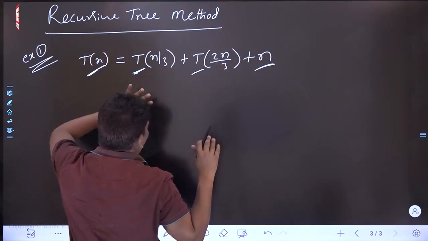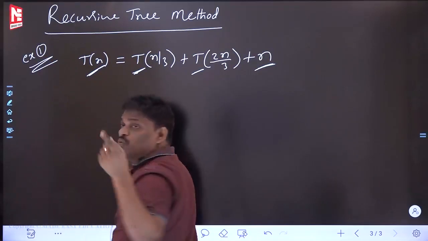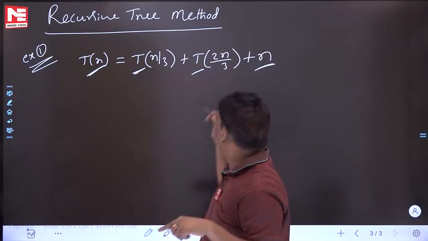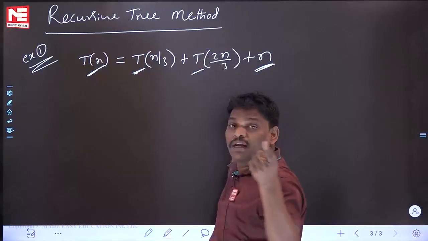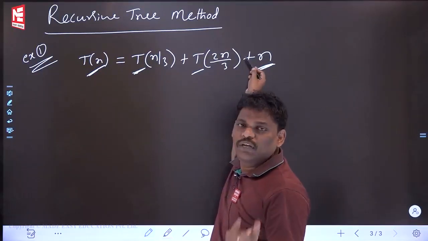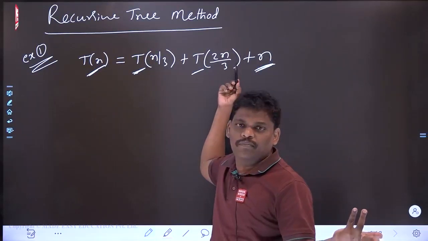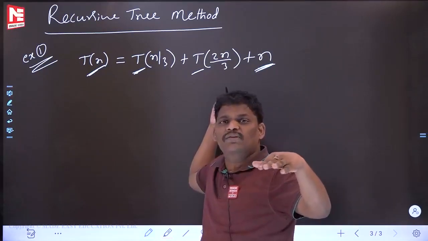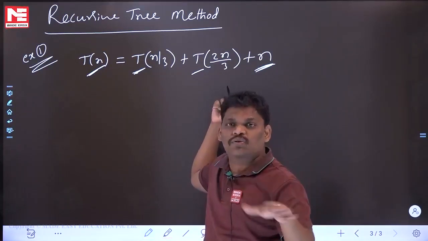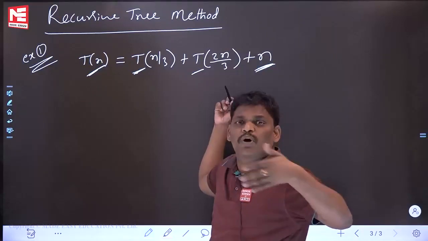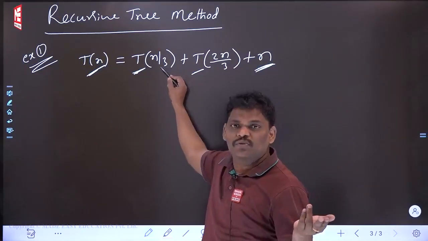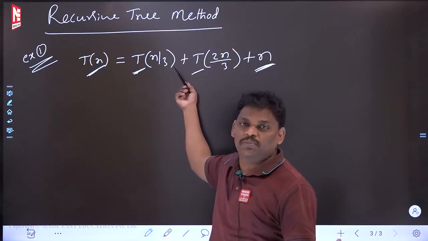Recursive tree method, one problem I am explaining. See this one. Whenever you are doing the substitution method, there also one non-recursive term will come. In every level one non-recursive term will come. Here also, in every level one non-recursive term will come. In the substitution method also, every level has a non-recursive term and a recursive term. Recursive terms you keep on substituting. Here there is more than one recursive term, so I think you have to substitute more than one time.